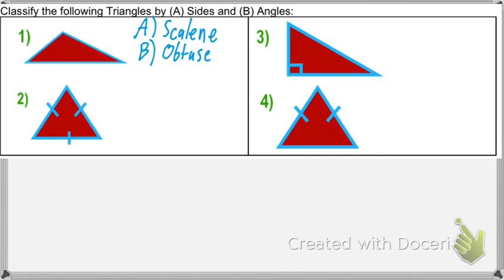Okay, let's look at the second one here. Who can help me out with number 2? Raise your hand and help me out with number 2. Okay, Jacob. Equilateral. Okay, I do agree that it's equilateral. And it is equiangular, okay?